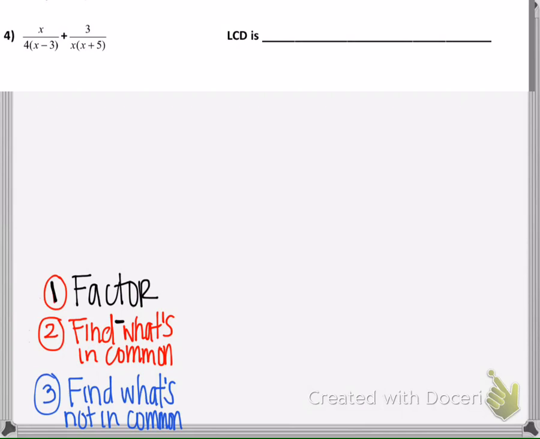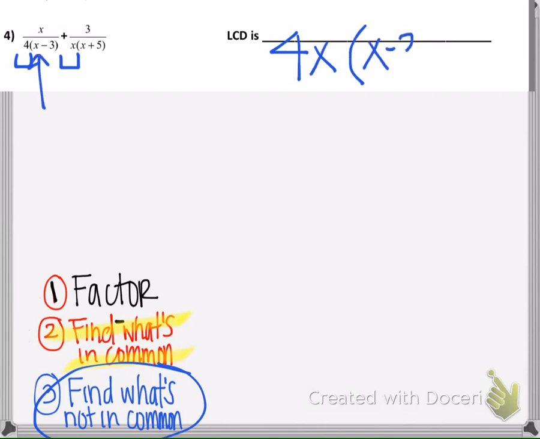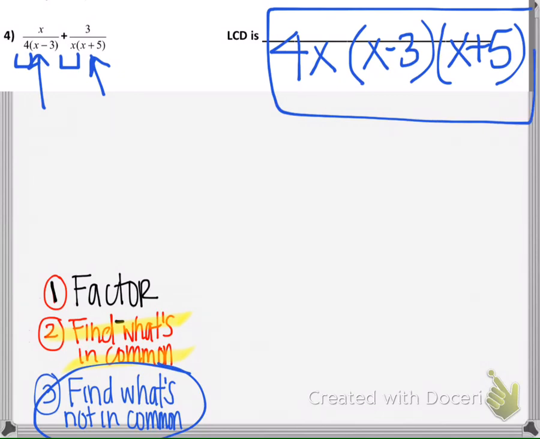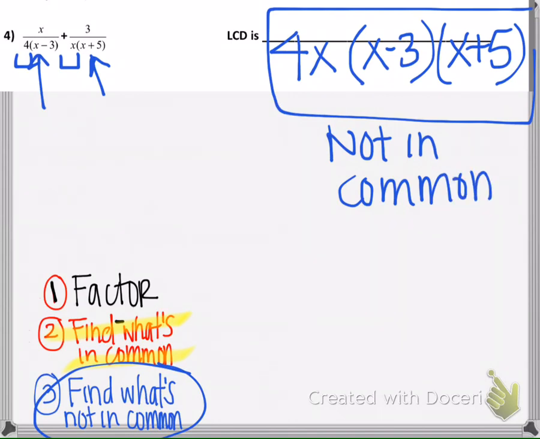Okay, here we need to find what's in common. So if we look at number 4, there is nothing in common. So now the last step is find what's not in common. So we have a 4, we have an X, we have an X minus 3, and we have an X plus 5. And that's our common denominator. Has nothing in common. So we needed all of that.